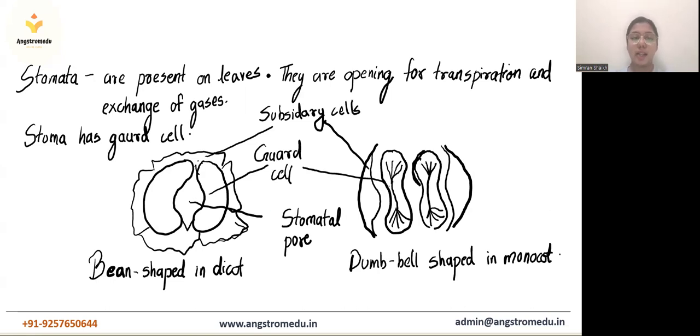Okay. Now you understand the structure of epidermal cells. They are the outermost cells, and they are present all over the plant. Specifically in leaves, stomata are present, which have openings. Now let's come to ground tissue.